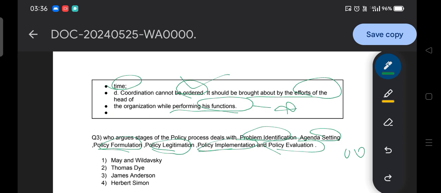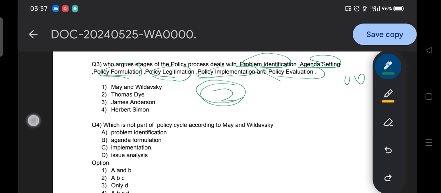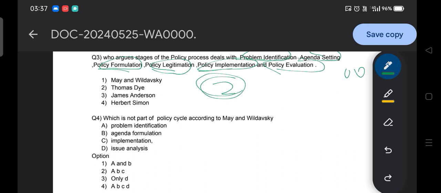And guys, the time is up. Question number 3 is about the policy process. The stages of the policy process include problem identification, agenda setting, policy formulation, policy legitimation, policy implementation and policy evaluation. That is six stages. By whom? Option 2 is your answer, Thomas R. Dye. Those who marked Thomas R. Dye are correct here. Thomas R. Dye talks about the six stages of the policy process. Moving to the next question, your time starts now. You can read and try to provide the answer.